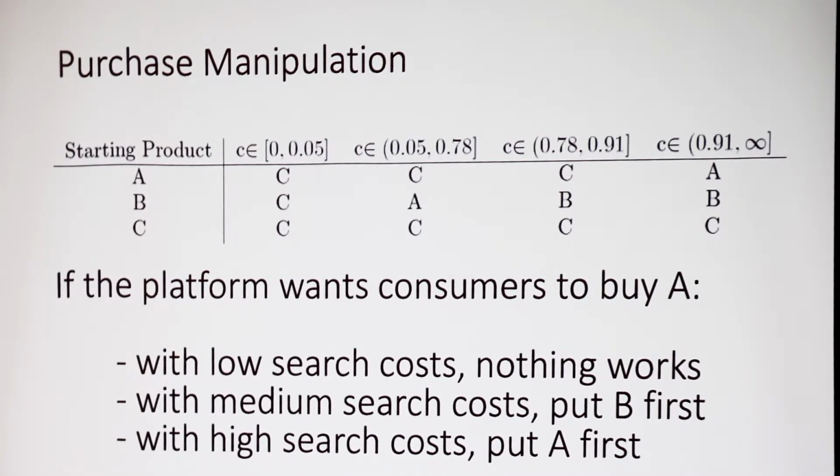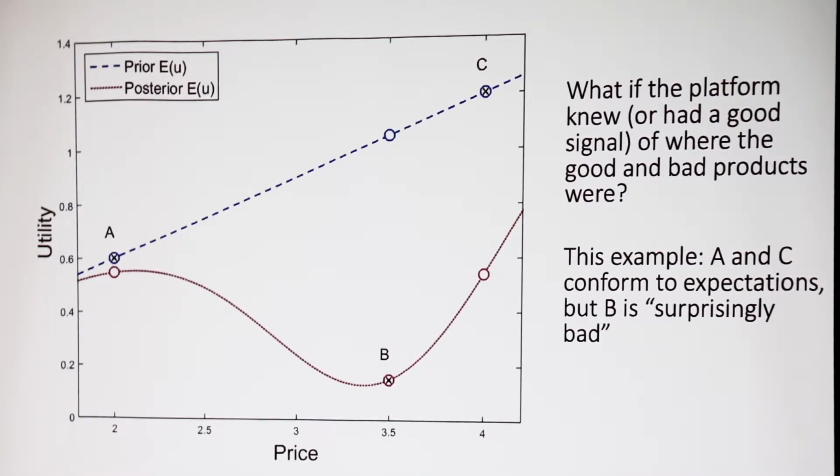What does product B do here? Well, product B is at the top of your list, so you search it. You then think, my goodness, it looks like I should update on the utilities. And when I update on the utilities, it looks to me like product A is now better than product C in expectation. So I search product A next. And then I stop, because at that point, I haven't updated very much on product C from the favorable draw. And A looks better than C still. So I've now managed to get you to buy product A.